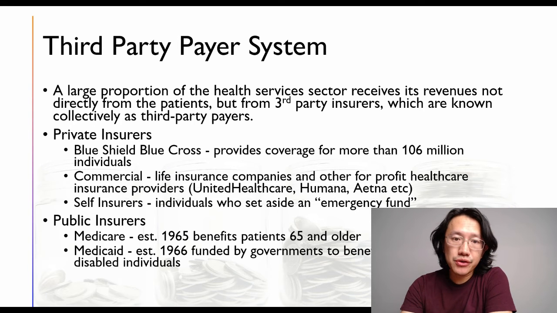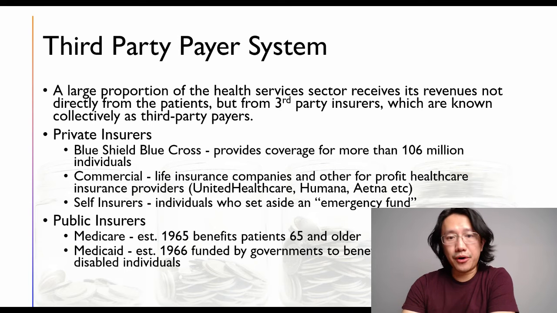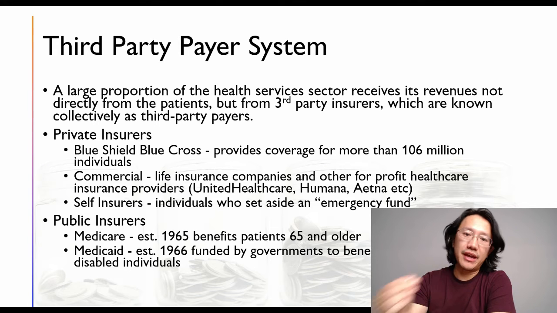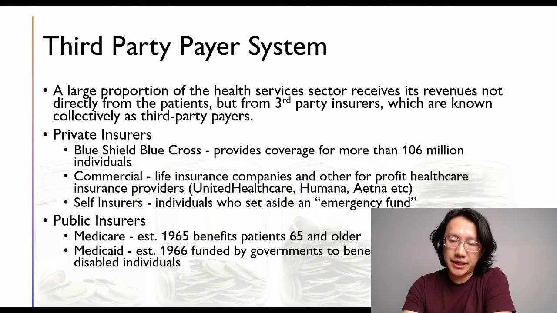There are commercial insurers such as United Healthcare, Humana, and Aetna. They are usually life insurance companies that also provide some healthcare insurance coverage. There are also self-insurers, who are individuals who set aside an emergency fund. So they don't really rely on insurance. They have their backup funds in case a catastrophe happens.